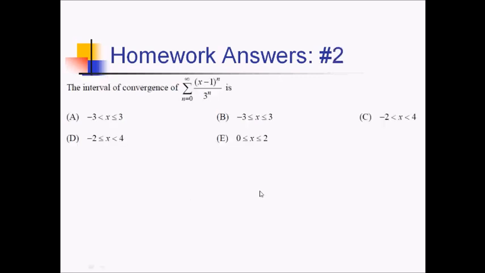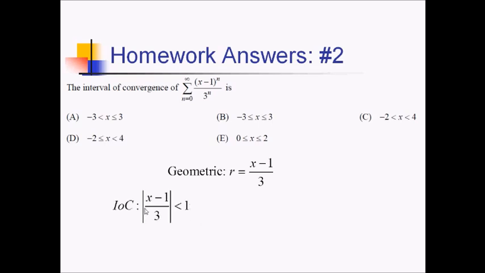For this problem, we want the interval of convergence for this series. The first thing I notice about this series is that I have both parts of my fraction raised to the n power. So I've essentially got a geometric series here. I'm multiplying over and over again by pretty much x minus 1 over 3. So I can write that as my common ratio. And since I'm looking for the interval of convergence, I'm just going to take the absolute value of this and set it less than 1.